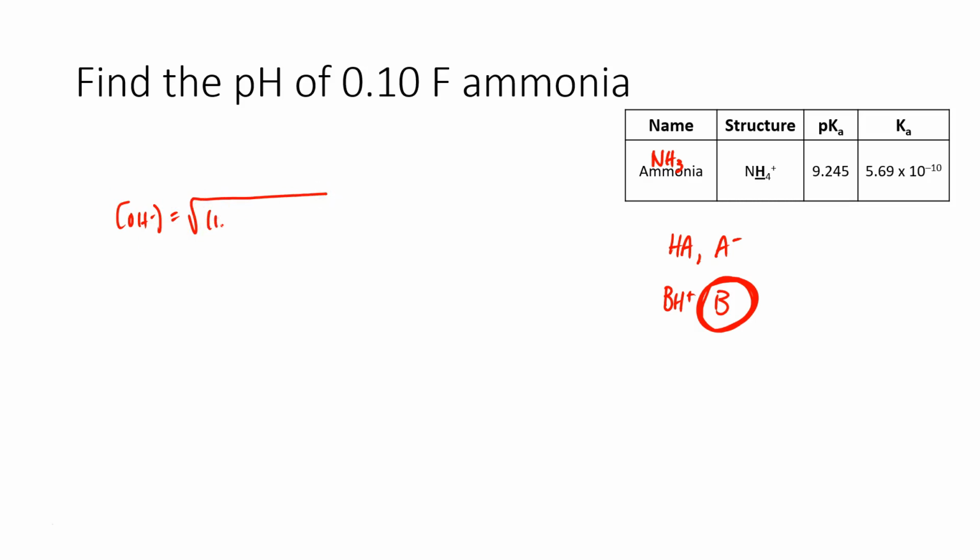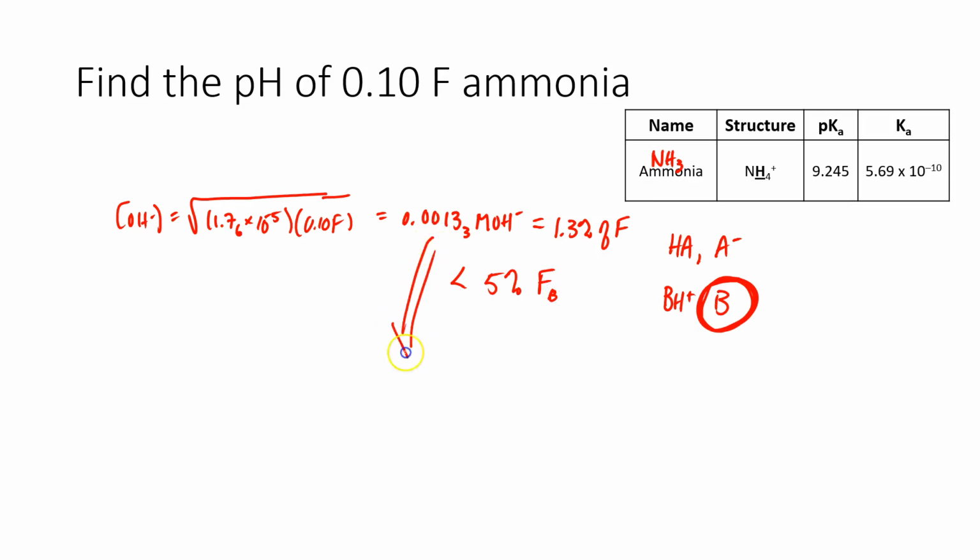And I got 1.76 times 10 to the negative fifth times the formal concentration, which is 0.1. So I'm getting an OH concentration of 0.00133 molar OH, and I better make sure that that's less than 1%. Well, it's not less than 1%. This is about 1.3% of that formal concentration, but I think that's good enough for us. It's still less than 5% of that formal concentration of ammonia.